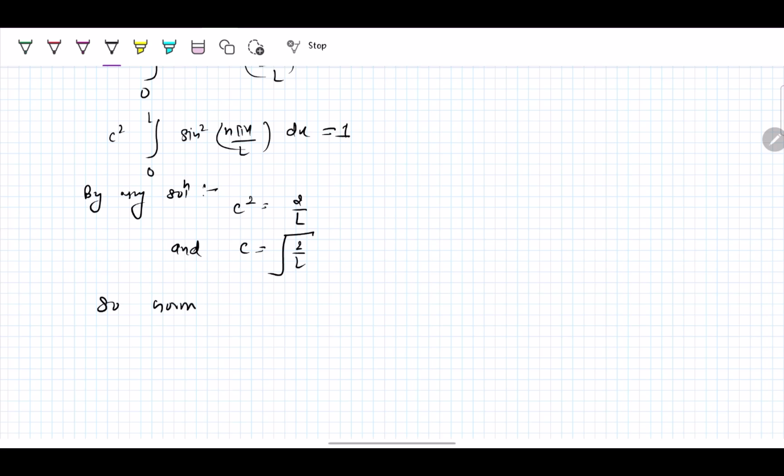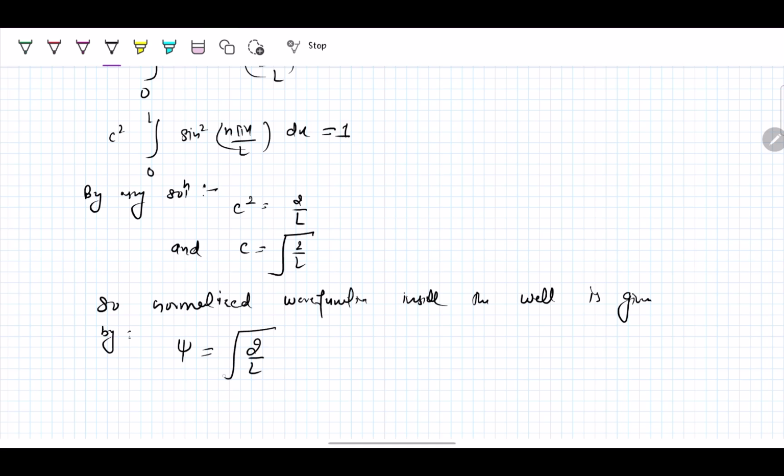So the normalized wave function inside the well or box is given by psi is equal to the square root of 2 over L times sine of n pi x over L, right? This is the wave function, or normalized wave function, for a particle in a box or infinite square potential well.